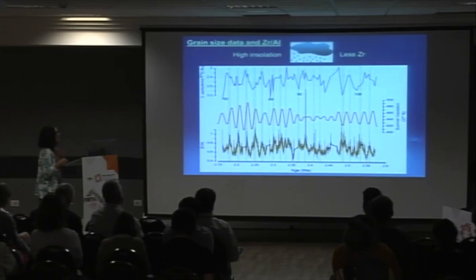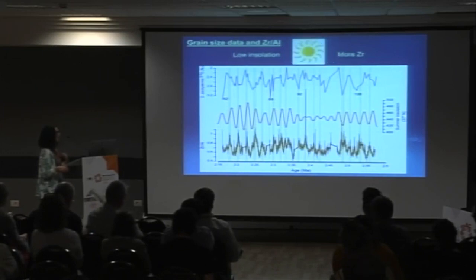And the idea right now, this is work in progress, is that whenever we have high insolation, we have more rain, and then we have more clays going into the basin, so we have less zirconium. And when we have low insolation, we have less clays going into the basin and more zirconium. So maybe the zirconium-aluminum in this site is indicating the input of sediment to the basin rather than the strength of the current.